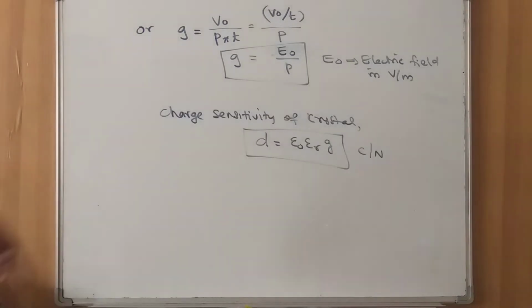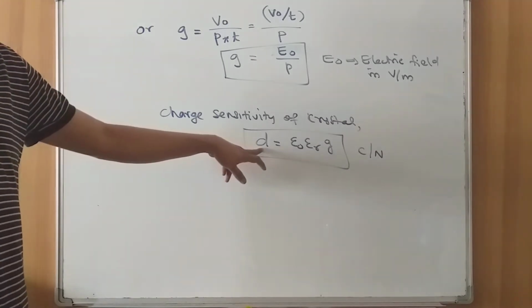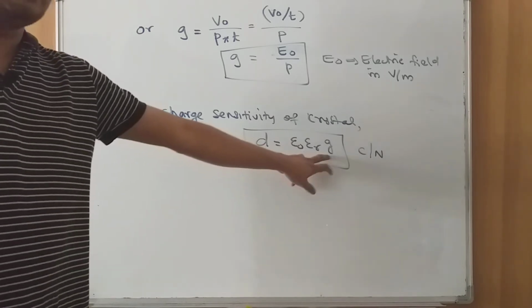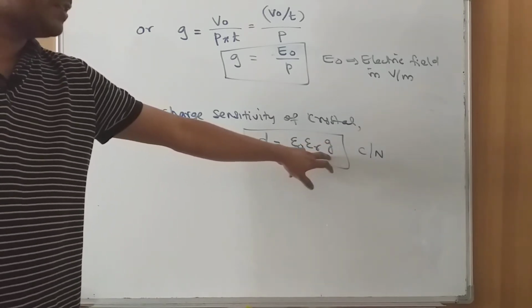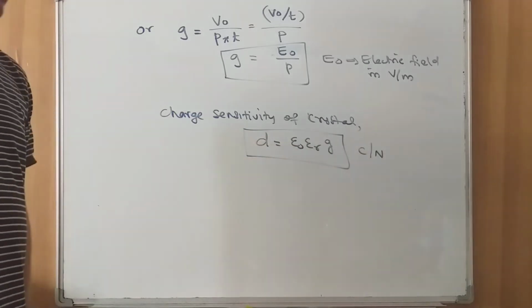Okay, now the charge sensitivity of the crystal, which we already mentioned at the beginning of this lecture, D, is calculated by the equation epsilon 0 epsilon r into G. So, G is the voltage sensitivity, whereas D is the charge sensitivity.